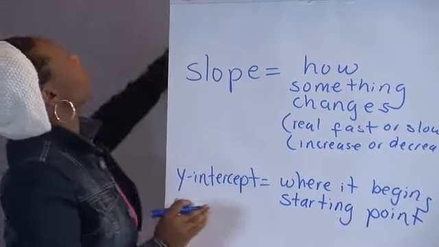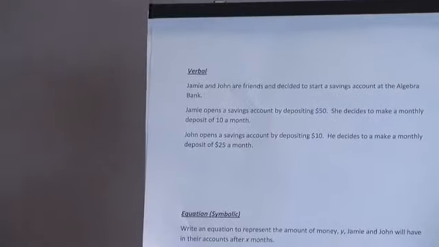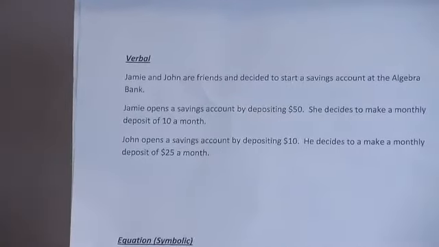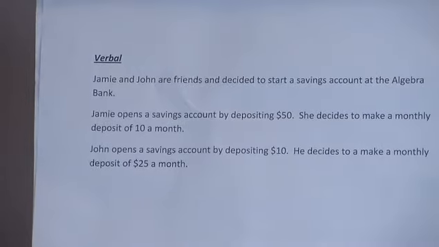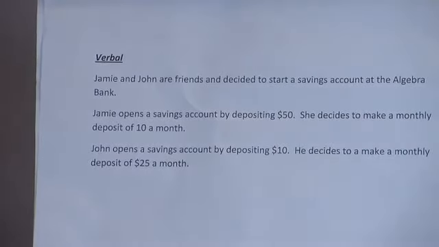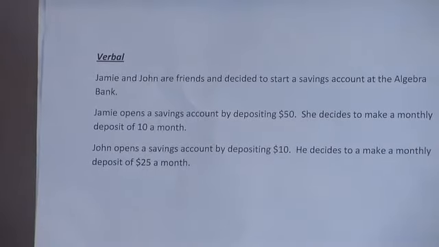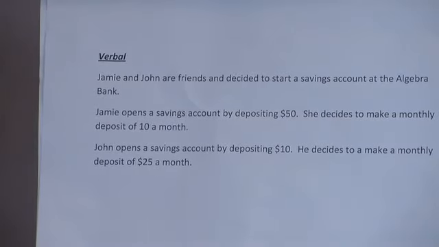Let's do a problem. Okay, here's a problem. Jamie and John are friends and decided to start a savings account at the Algebra bank. Jamie opens a savings account by depositing $50. She decides to make a monthly deposit of $10 a month. John opens a savings account by depositing $10. He decides to make a monthly deposit of $25 a month. Remember, we were talking about multiple representations before? So that would be my verbal.